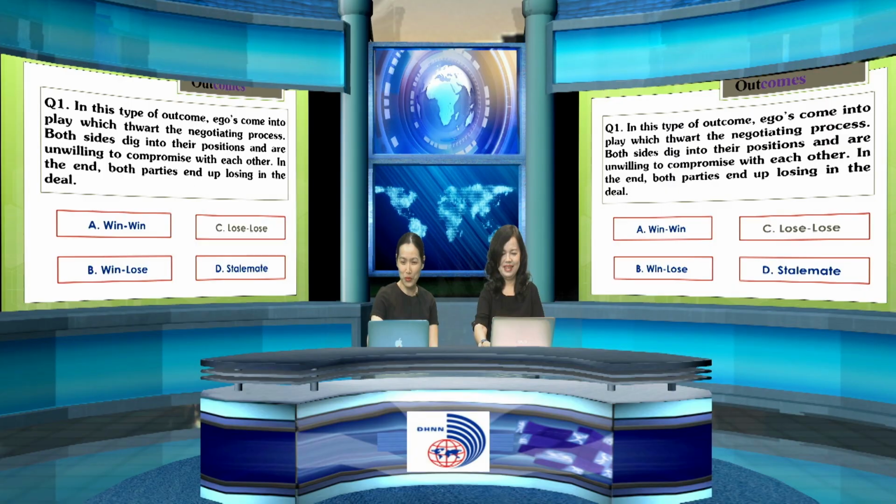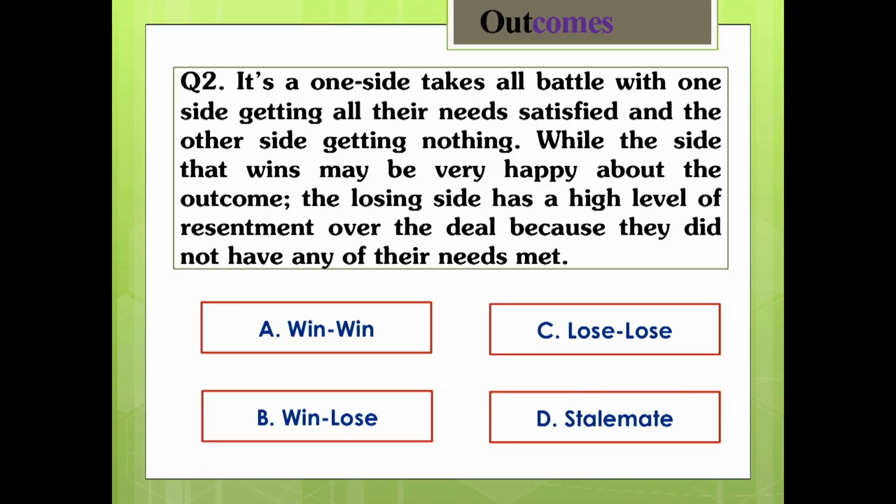Now we move to the second question. It's a one-side-takes-all battle, with one side getting all their needs satisfied, and the other side getting nothing. While the side that wins may be very happy about the outcome, the losing side has a high level of resentment over the deal because they did not have any of their needs met.